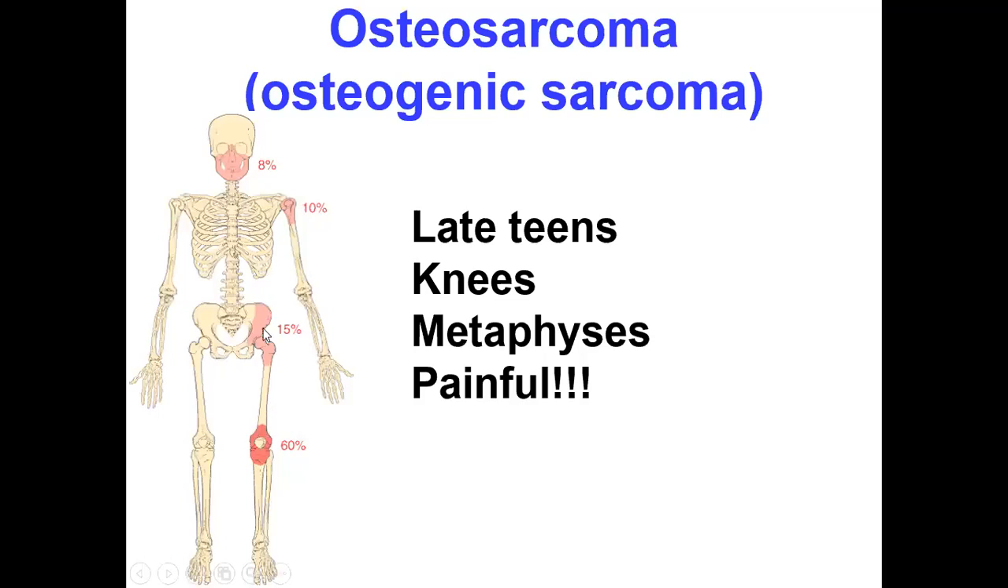Then 15% in proximal humerus and hip joint, hip bone, then proximal humerus, and then bones of the jaw. So commonly around the knee joint, 60%. They are painful and they occur in the metaphysis. Their age presentation is late teens, early adulthood.